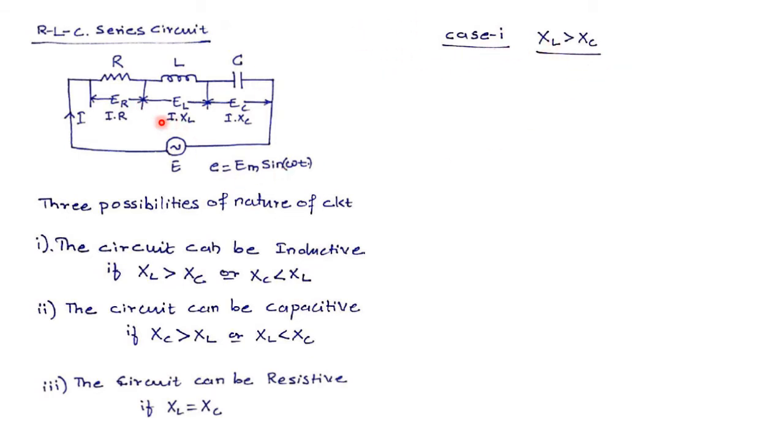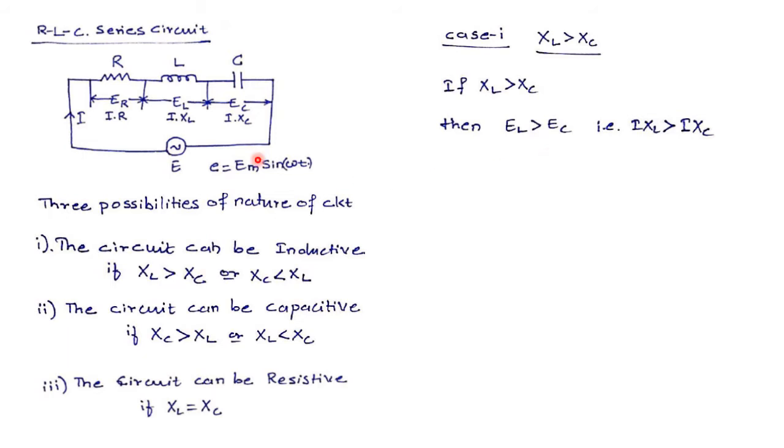Okay, that is, inductive reactance is greater than capacitive reactance. So with this, if XL is greater than XC, then you can observe the voltage across L is I into XL, which is EL, and the voltage across C is I into XC, which is EC. So very clearly my EL will be larger than EC. If XL is greater than XC, my EL is greater than EC.